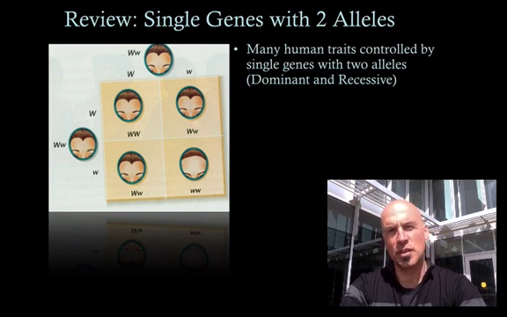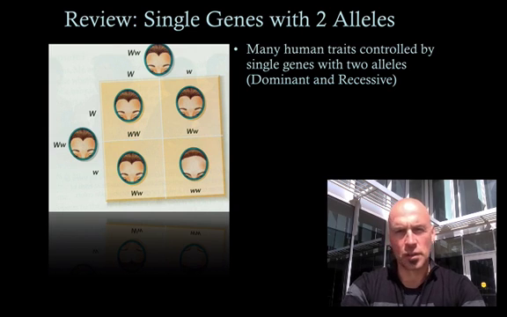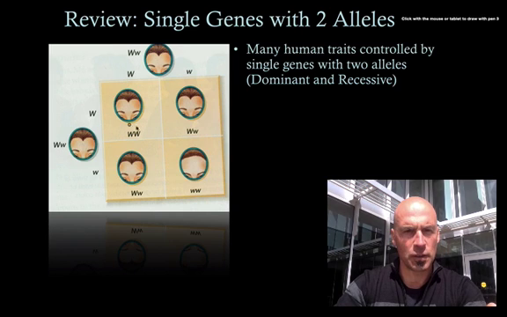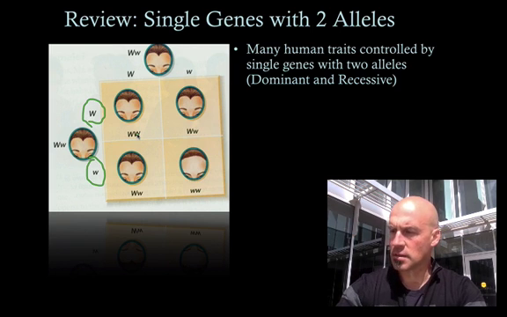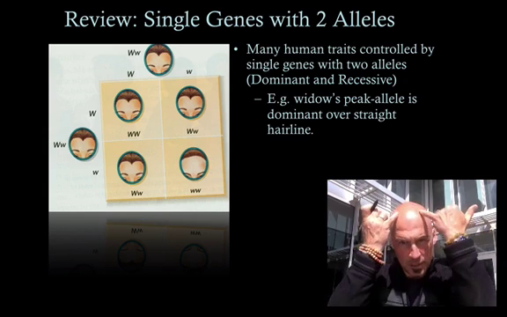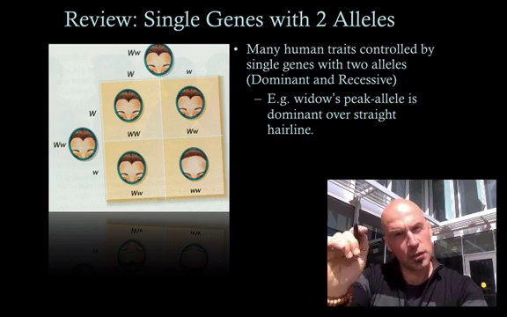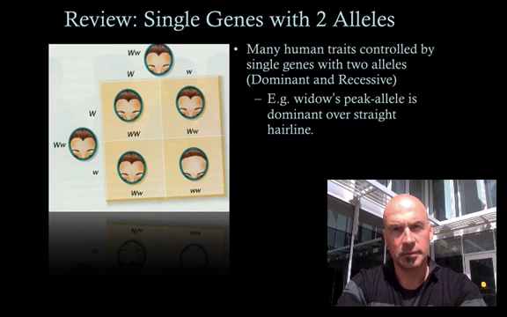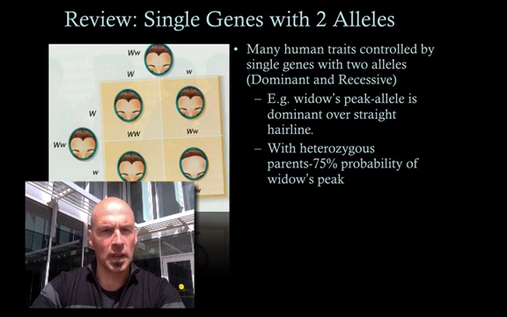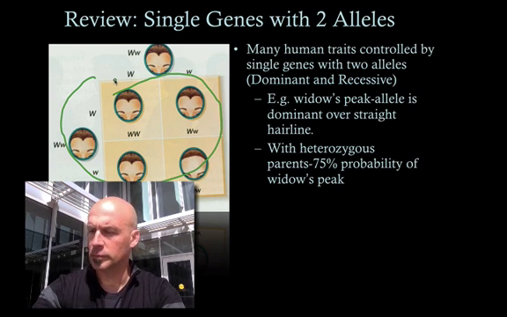So many human traits, as you know, are controlled by single genes with two alleles. You've got a dominant, you've got a recessive. Right now I'm talking about this basic Punnett square. You have the dominant in capital and the recessive in lowercase. For example, the widow's peak allele is dominant over the straight hairline. With heterozygous parents, you're going to get a 75% probability of the widow's peak. Like I said, we're talking about this Punnett square over here.